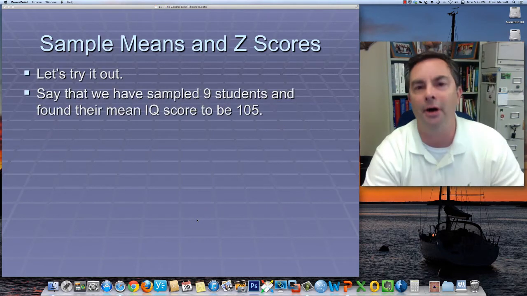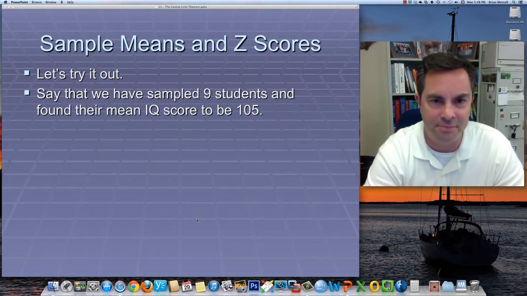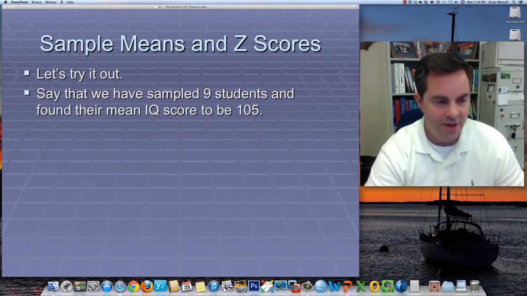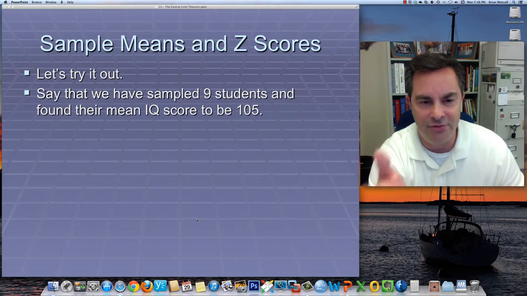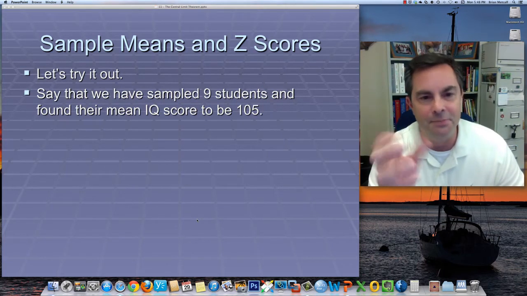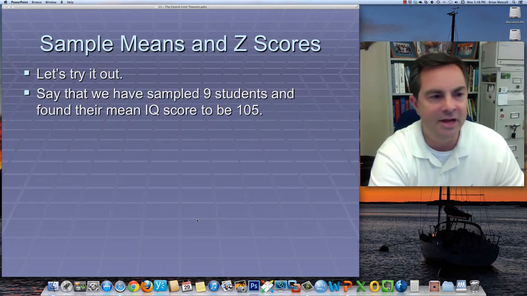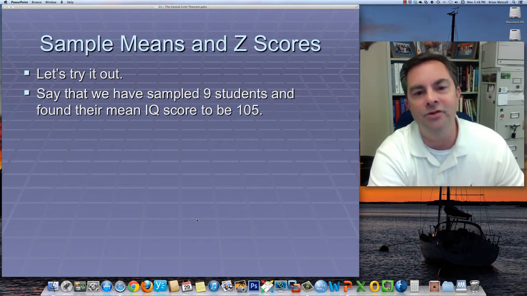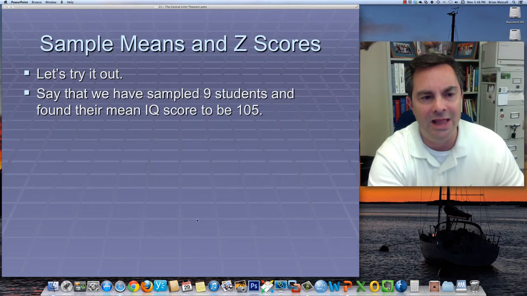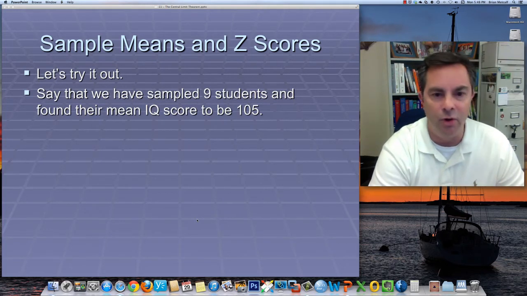Let's try out this new extra crispy forward formula. Here's a typical kind of question that you have with an extra crispy forward formula problem. Say that we have sampled 9 students. I got 9 kids, and I found that their mean IQ score is 105. So collectively, those 9 kids have an IQ of 105. The mean for the group of 9 is 105.